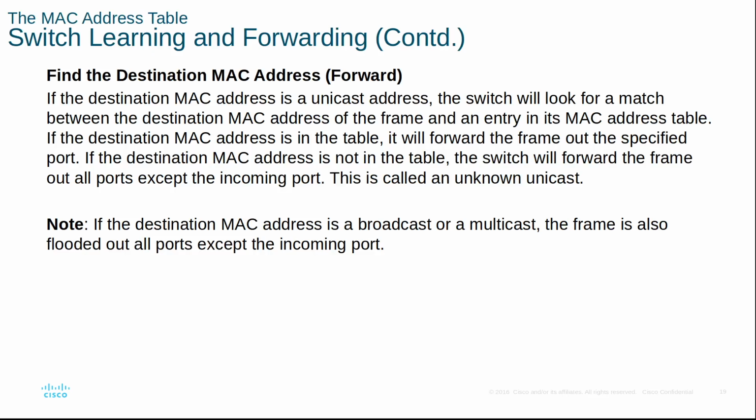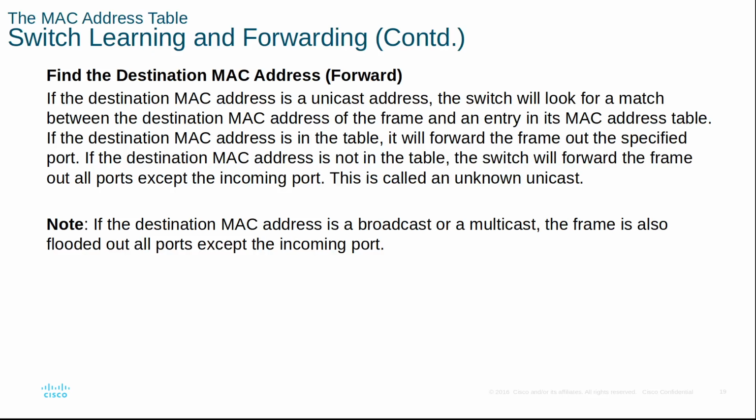So if the destination MAC address is unicast, the switch looks for a match in its table to determine where to send it. If it finds a match, it forwards it out that port. If it doesn't find a match, it forwards it out every single port except for the one it came in on, the ingress port. This is called an unknown unicast.